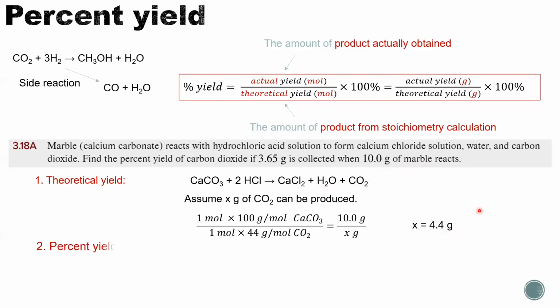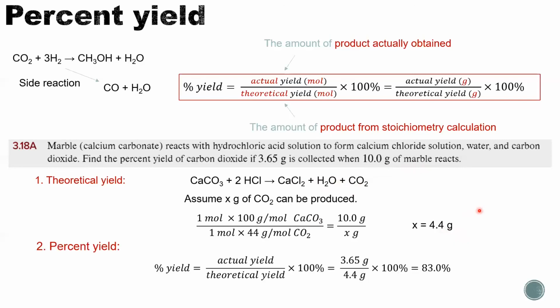Then finally, we can calculate the percent yield. Use the actual yield divided by the theoretical yield: 3.65 gram divided by 4.4 gram, and then we get the percent yield, which is 83%.